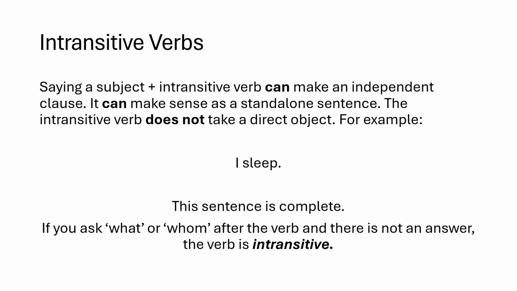Saying a subject plus an intransitive verb can make an independent clause. It can make sense as a standalone sentence. The intransitive verb does not take a direct object. For example, I sleep. This sentence is complete. If you ask what or whom after the verb and there is not an answer, the verb is intransitive.